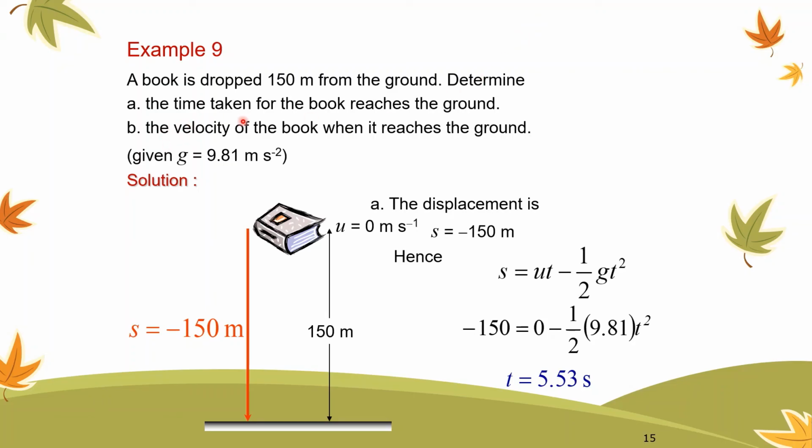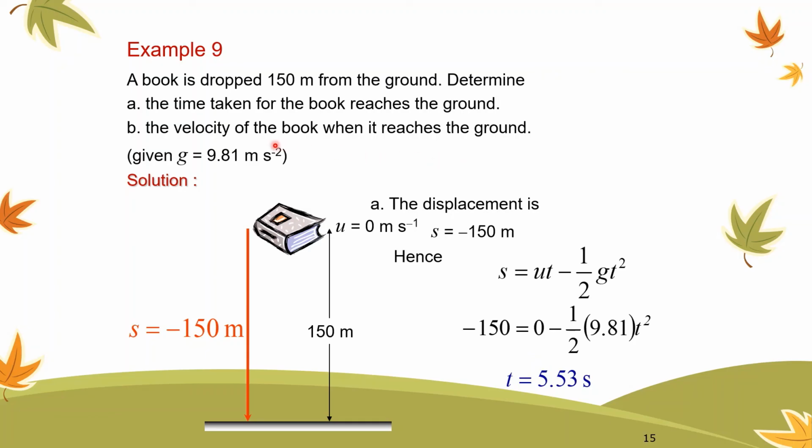Determine the time taken for the book to reach the ground. Here, the book is dropped, so that means the initial velocity is 0. So, we have s, we have u, and we need to find the time taken. The suitable equation is s equals ut minus half gt squared. And since it is free-falling motion, we can use g equal to 9.81 meters per second squared. So, we will get t equal to 5.53 seconds.